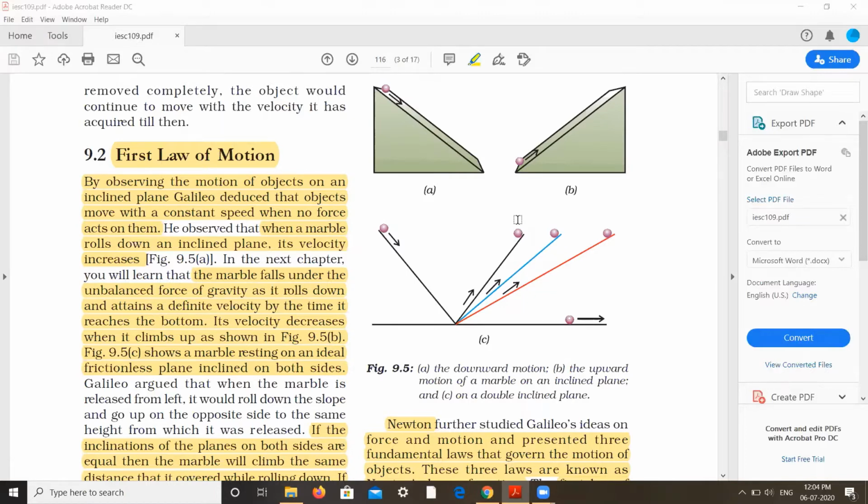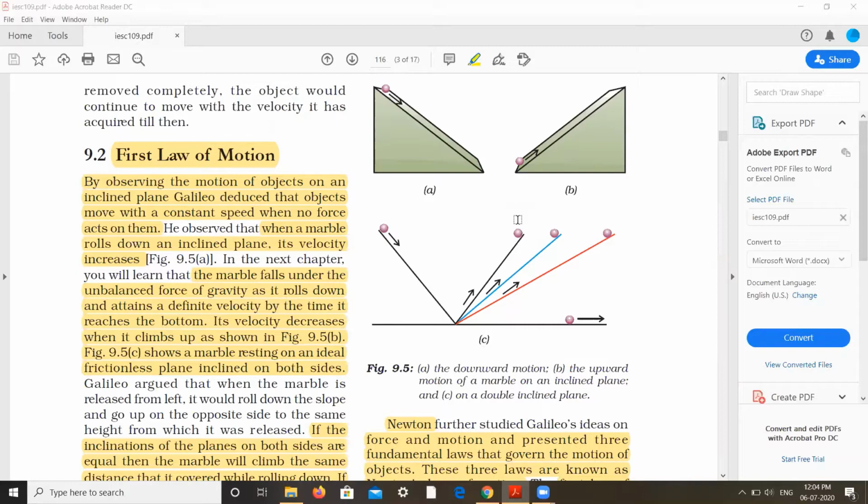If an object changes its position with time, we say that the object is in motion. And if it doesn't change its position with respect to time, then we say that the object is at rest. Now we are going to explore this motion concept using some laws.